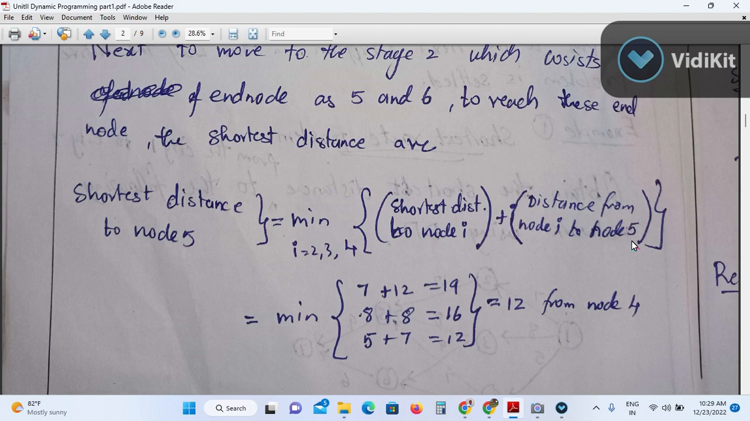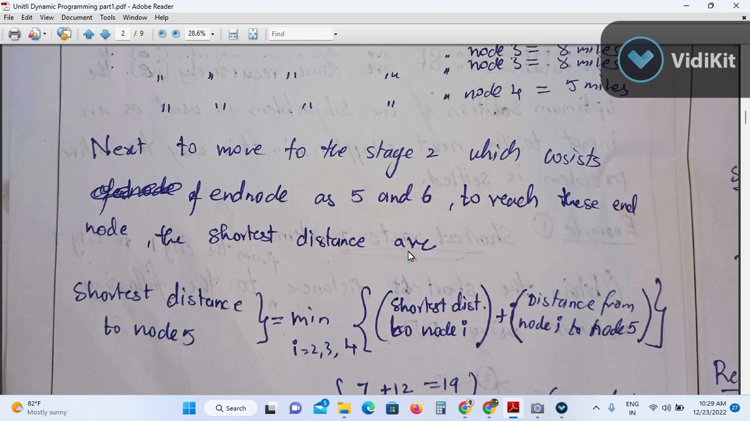So that is the thing. Therefore, this is the shortest distance at the node I. Naturally, I is here 2, 3 and 4. For example, from 2 to node 5, what is it? At node 2, the shortest distance in stage 1 we observe is 7. Similarly, for 3, it is 8. Similarly, for 4, it is 5. Right? So now the corresponding distance from node 2 to node 5 is nothing but 12.